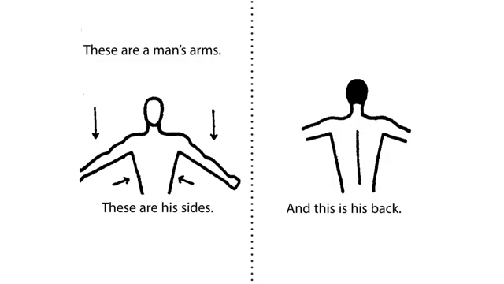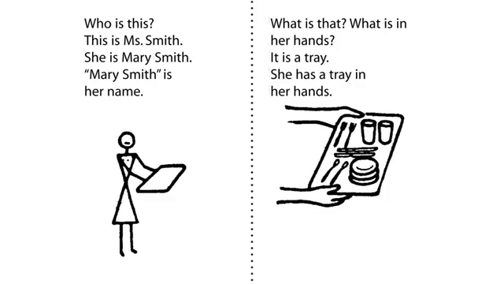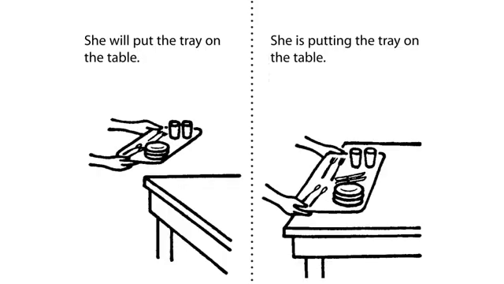These are a man's arms. These are his sides. And this is his back. Who is this? This is Ms. Smith. She is Mary Smith. Mary Smith is her name. What is that? What is in her hands? It is a tray. She has a tray in her hands. She will put the tray on the table. She is putting the tray on the table.